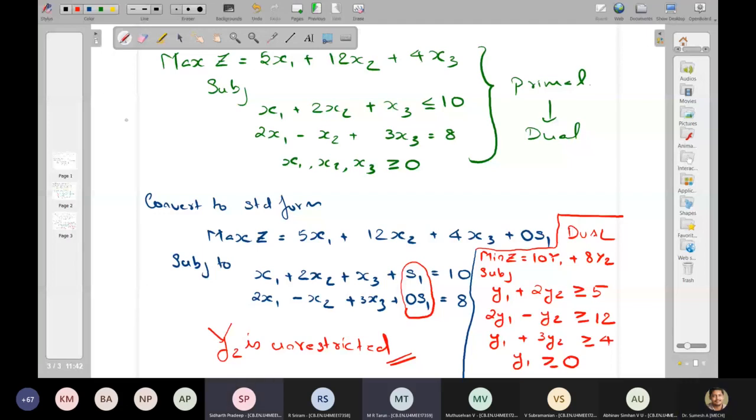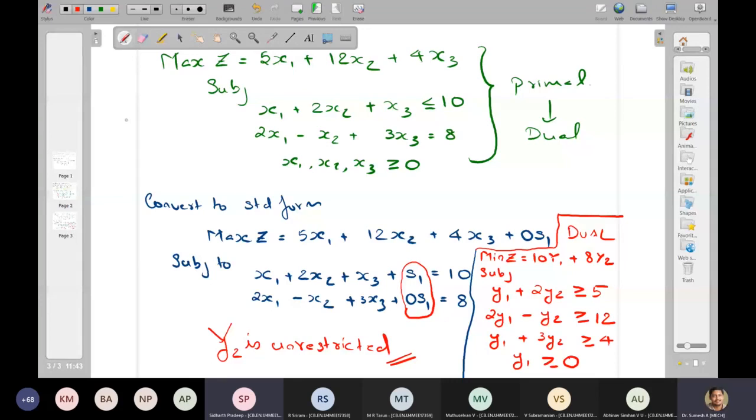Here the artificial variable won't come, sir. It will never come. There is no need to take the artificial variable in the primal-dual conversion. Those are only slack and surplus variables. Artificial variables will come only in the case of simplex problems. After converting to the dual, we can solve it normally by the simplex method. No need to consider artificial variables.